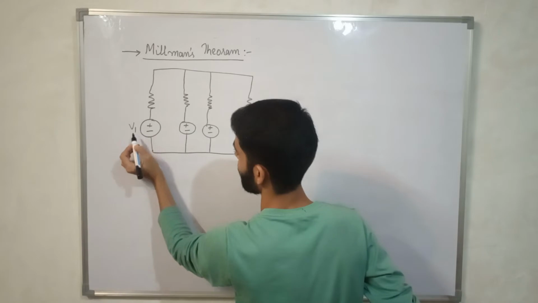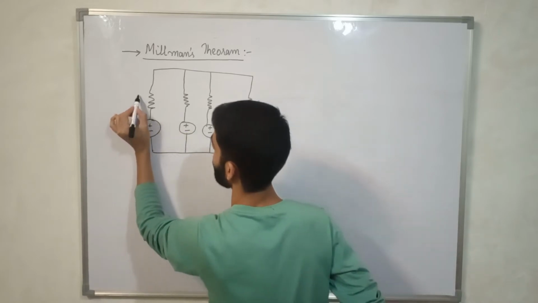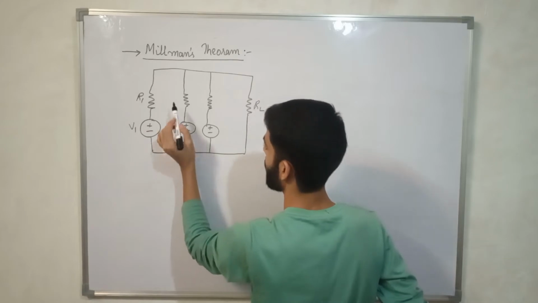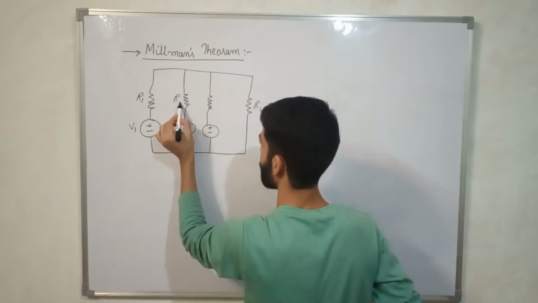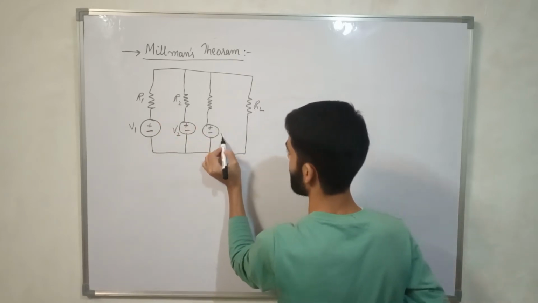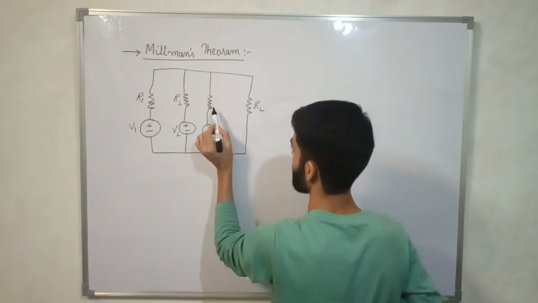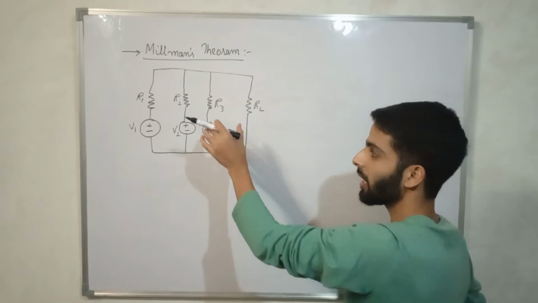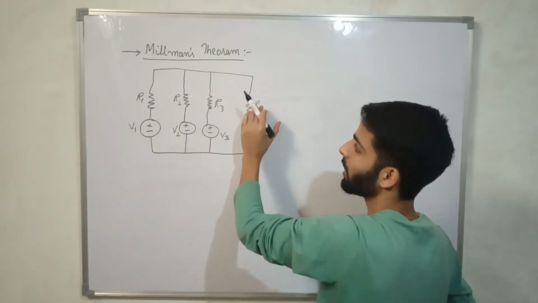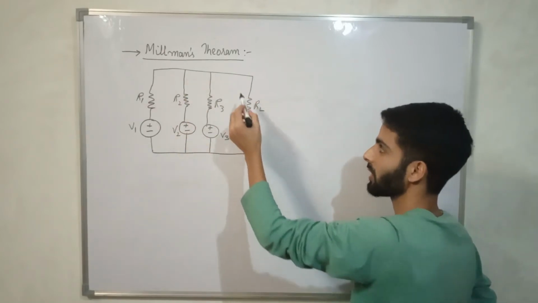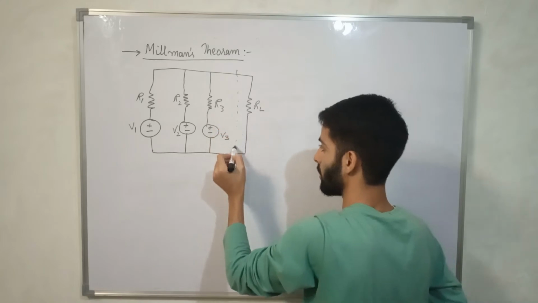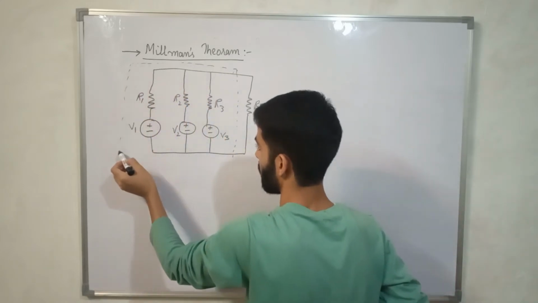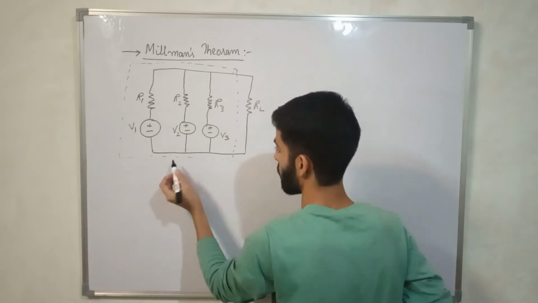This is V1. It has an internal resistance of R1. This is voltage V2. It has an internal resistance of R2. This is voltage V3 having internal resistance of R3. There can be n number of voltages in parallel before the load resistance as source. This part will form the source.